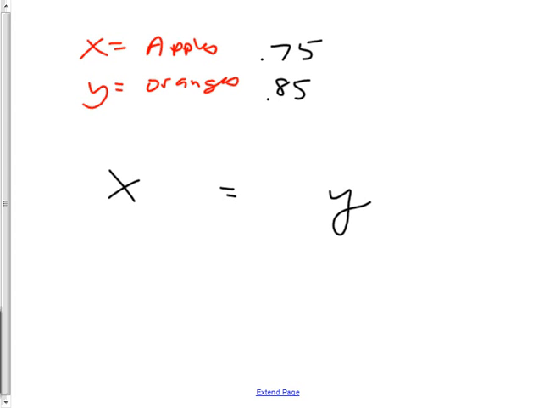This time I want 7 more apples than oranges. 7 more apples than oranges. First thought is find which one's smaller, x or y, and build it up. 7 more apples than oranges.